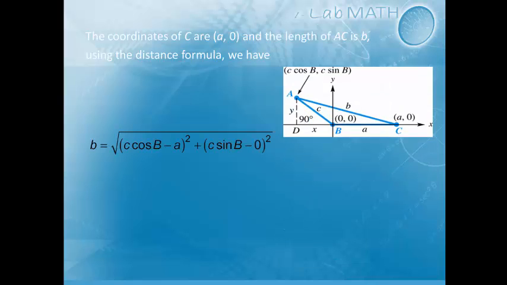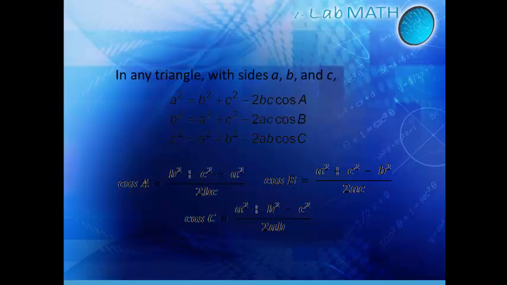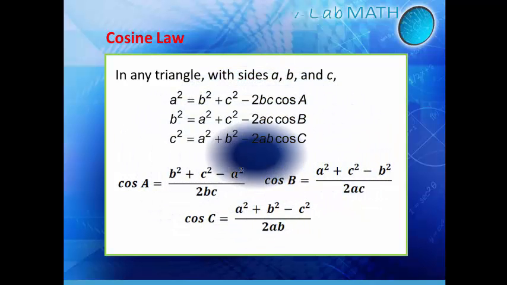There is the derivation. Take a look at those. So this is now our cosine law. In any triangle with sides A, B, and C, you have the three sides. That is A squared equals B squared plus C squared minus 2BC cosine A.